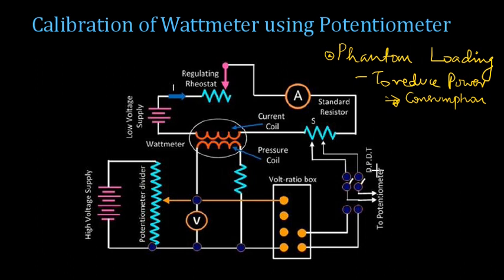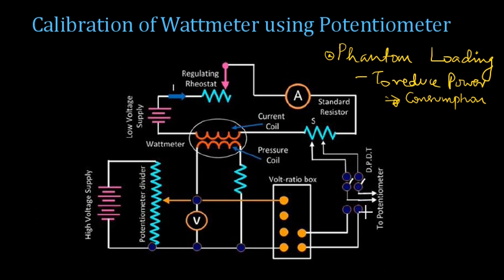So here we have a DPDT switch, that is double pole double throw. The purpose of the switch is to switch over to the two circuits, that is the low voltage circuit as well as the high voltage circuit. So if you are switching to the low voltage circuit, the potentiometer will be connected across a standard resistor, where it will be giving a voltage value corresponding to the current that is flowing in this particular current coil.